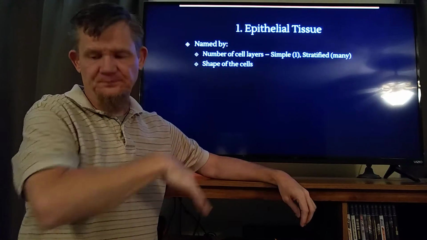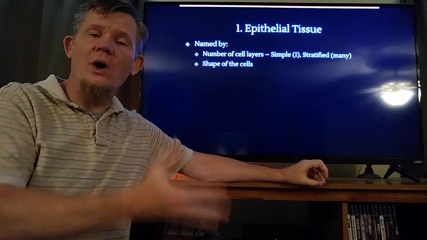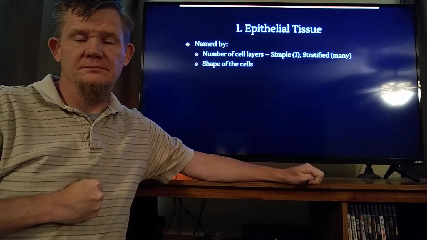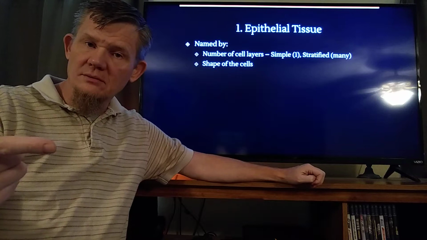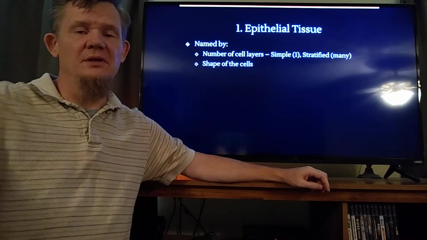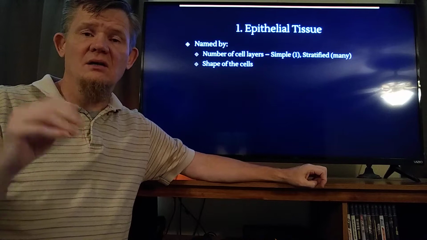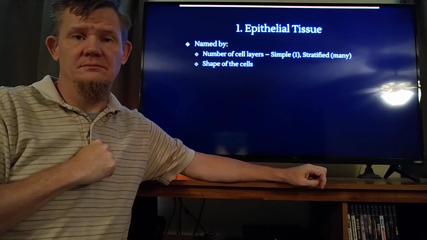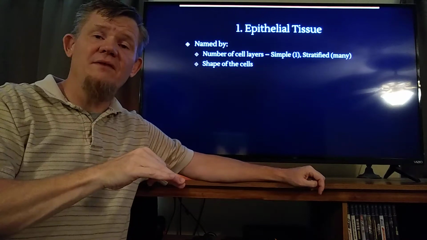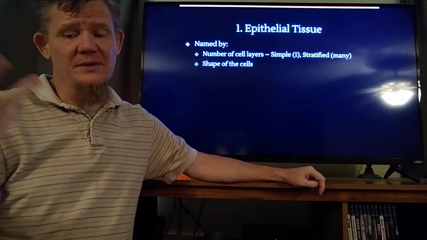Simple versus stratified. So what would you call a tissue that is one layer of cells that are roughly equal in all dimensions? One layer is simple, roughly equal in all dimensions is cuboidal, so the name of that is simple cuboidal epithelial tissue. What would you call several layers of cells that are wider than they are tall? You would say that is stratified squamous. Stratified means several layers. Wider than they are tall means a flat squished cell that is squamous.